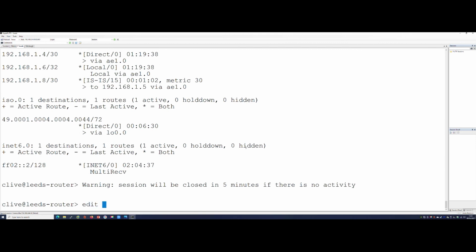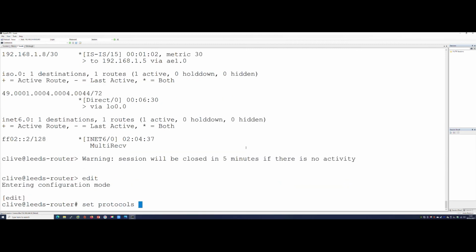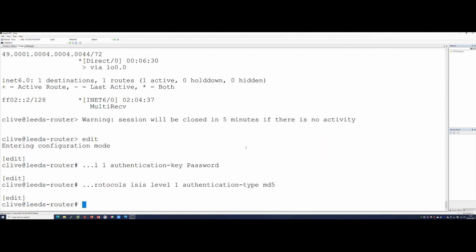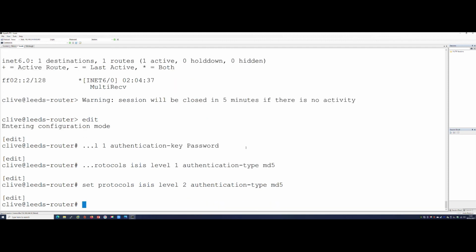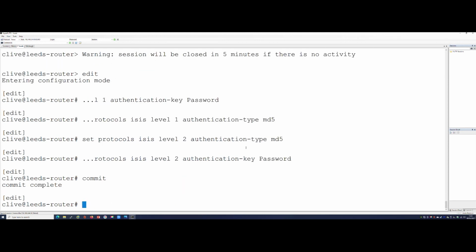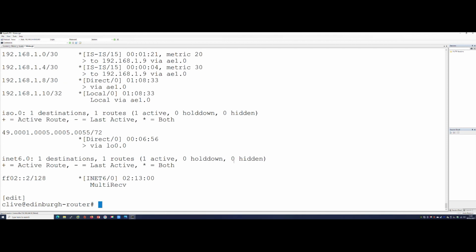And for our last one, we need to go to Leeds, and in here, edit, set protocols IS-IS level 1 authentication key, again must be spelt the same, and the type is going to be MD5. Okay, and the same with level 2. We can do it whichever way round we want, doesn't really matter. And we'll commit that.